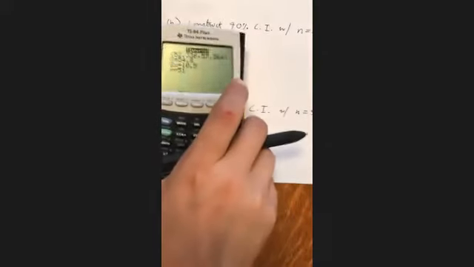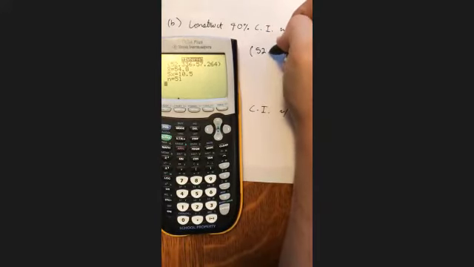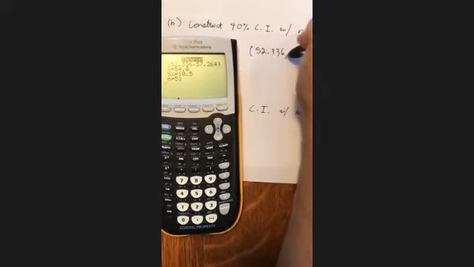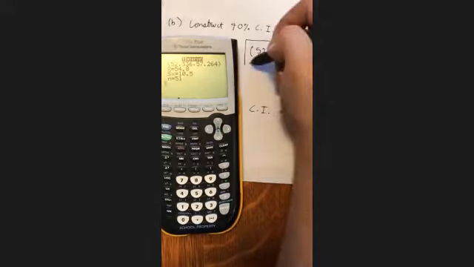So that's 52.336 up to 57.264. Couldn't be easier.